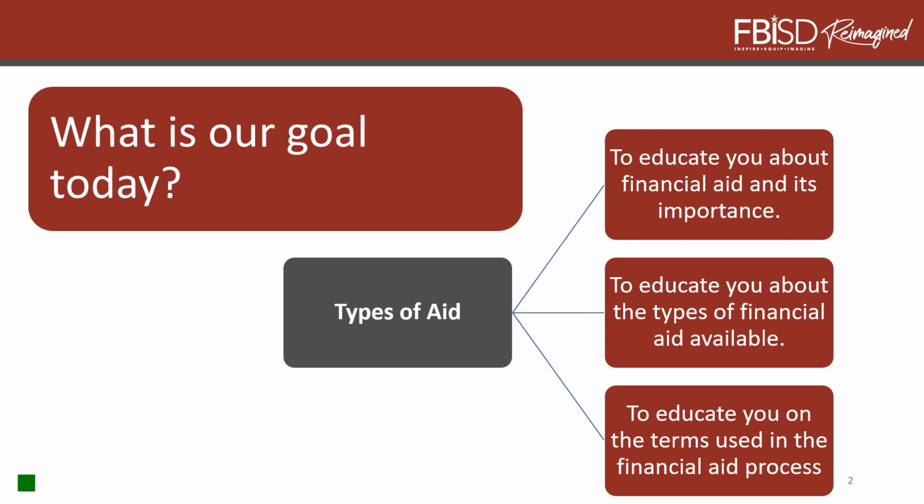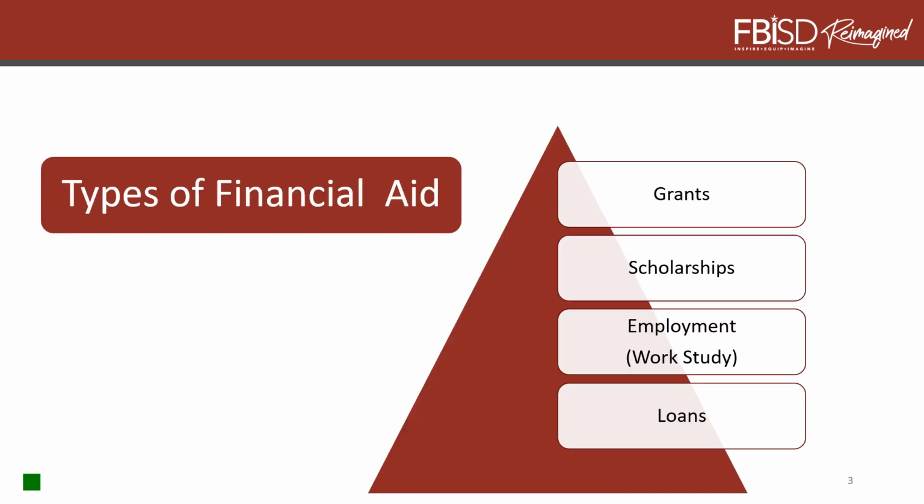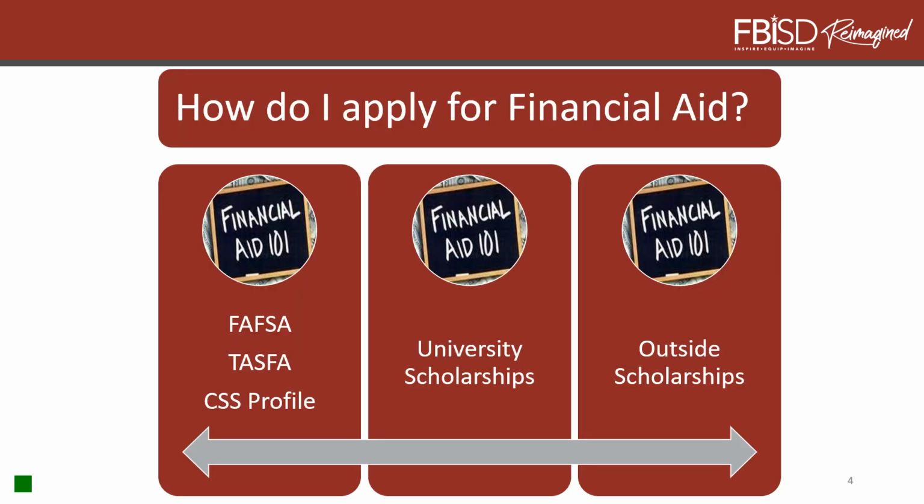Our goal for this evening is to help you have a better understanding of the financial aid process, information, and especially terms used in the application process for the various types of financial aid. There are four main types of financial aid: grants, scholarships, work study, and loans. We will go over each type and the different terms that you will need to understand when looking at the different types of financial aid.